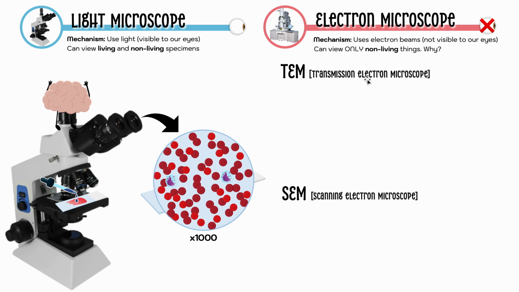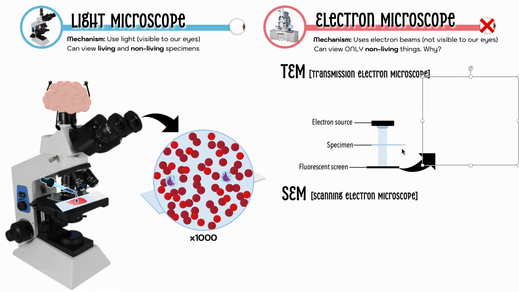Now, how does a TEM really work? Let me show you. Here we have our specimen right here. Here we have our electron source. This is where the electron beams are going to be fired from, down this direction through the specimen. And as these electron beams travel through the specimen, they will interact with the specimen, and the remaining electron beams will reach the end. We call this end the fluorescent screen.